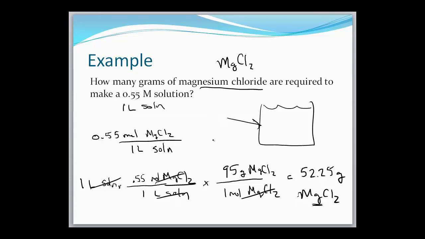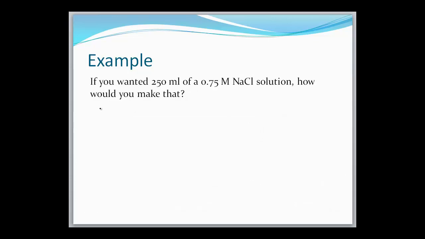Now if we were only making, say, 150 milliliters, then instead of starting with 1 liter, we would start with 0.15 liters, or whatever our volume happens to be. That's why you really do have to have the volume stated in the problem. Let's take a look at another problem, and this problem will illustrate that.